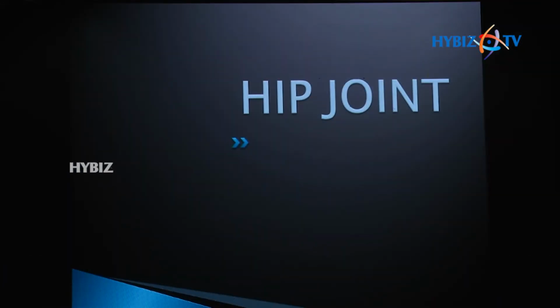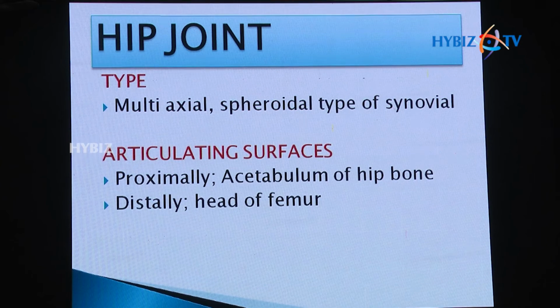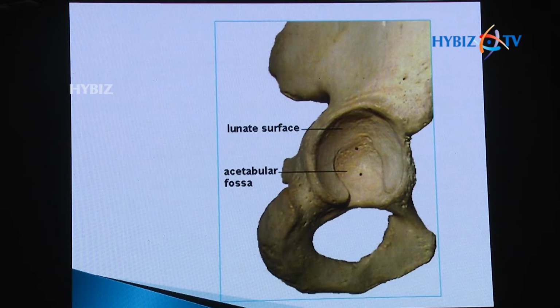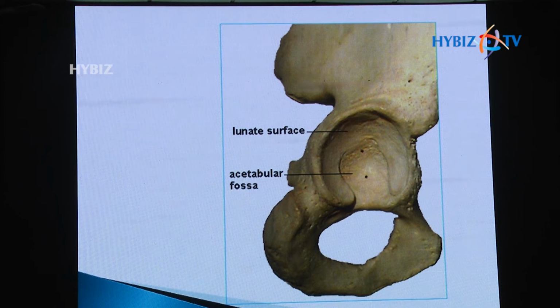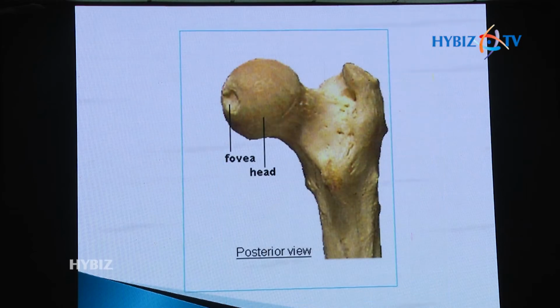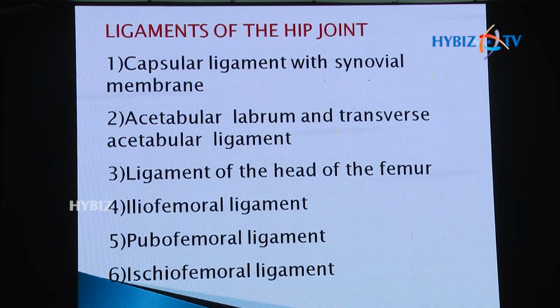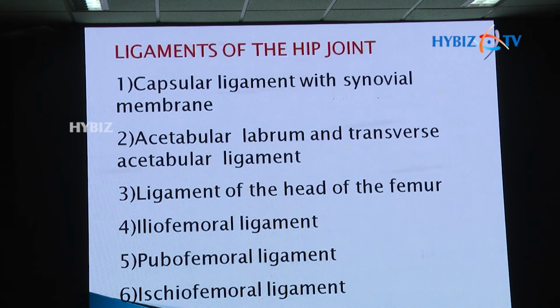We will see quickly the ligaments of the hip joint. The hip joint is spheroidal and multiaxial, and the articulating surfaces are the acetabulum and the head of the femur. This picture represents the articular lunate surface and the non-articular acetabular fossa in the acetabulum, and the head of the femur, which is about two-thirds of a sphere and contains the fovea in the center. Ligaments can be classified as intracapsular and extracapsular: the first three are intracapsular, and the last three are extracapsular.